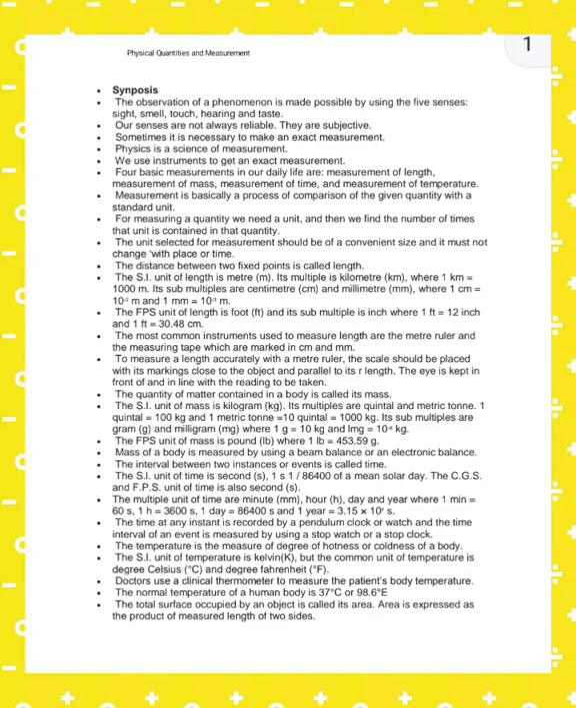The distance between 2 fixed points is called length. So what is length children? It is the distance between 2 fixed points. The SI unit of length is meter. Please make a note. Its multiple is kilometer, where 1 kilometer is equal to 1000 meters. Its submultiples are centimeter and millimeter.